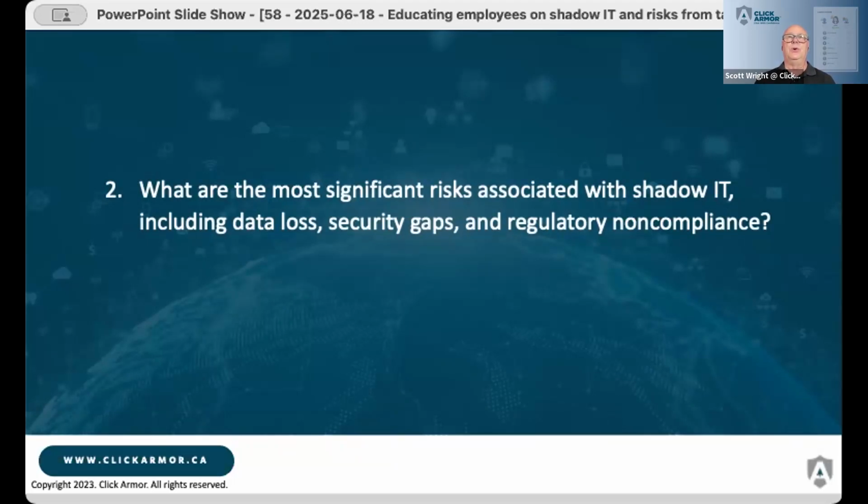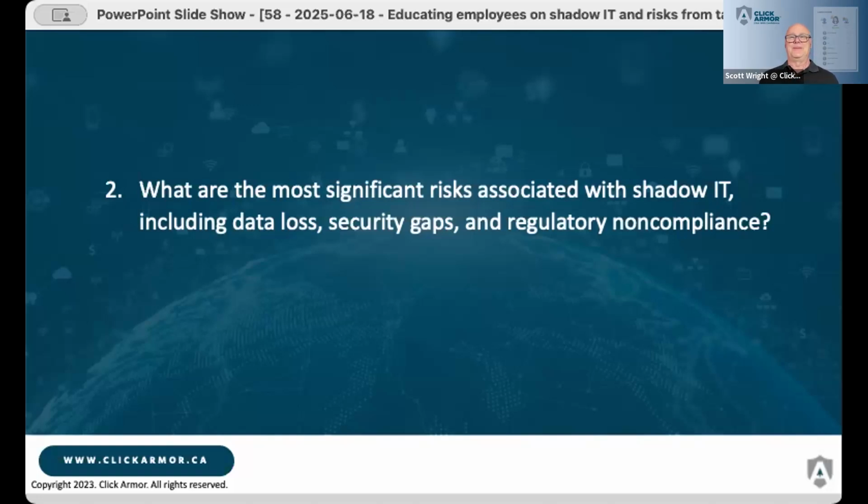What are the most significant risks associated with shadow IT, including data loss, security gaps, regulatory compliance? Would like to hear from the panelists and from people in the chat around what you've seen or what you suspect are the biggest risks from people using shadow IT and unauthorized tools. So anybody on the panel, if you have a comment that immediately comes to mind, you can put up your hand if you can figure out how, and we'll go to you as priority based on your hands up.